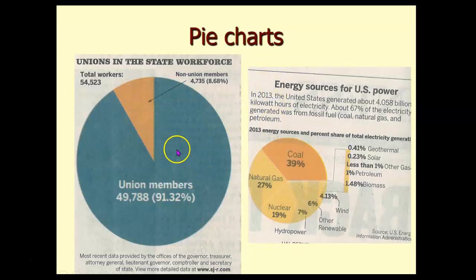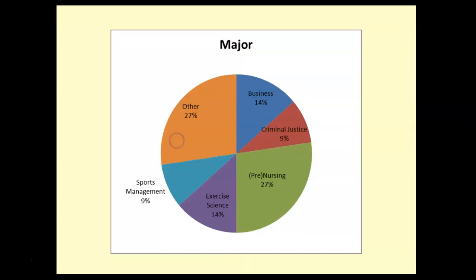A couple other pie charts I found in the newspaper a few years ago. One I made in a previous semester about the majors that my students in my statistics class reported. Some were pre-nursing majors, some were sports management, some were business, criminal justice, exercise science, and then various other things. Some were undecided.